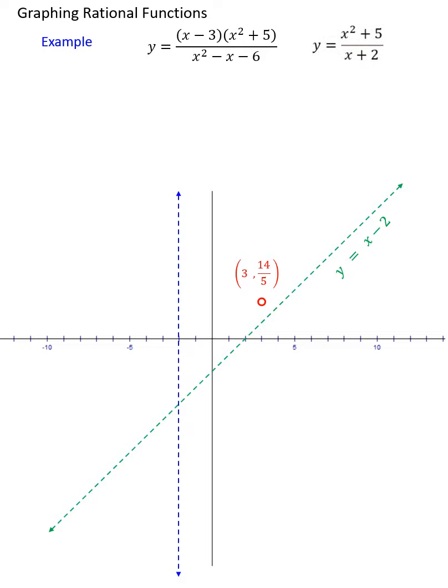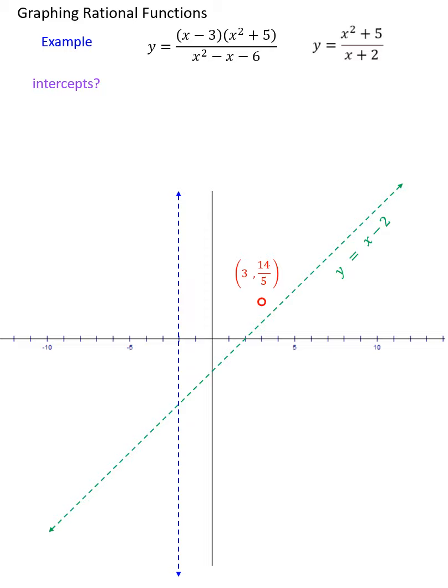I'll save my reduced function because with the exception of x equals 3, these two functions are equal. So any question I might have about the original function can be answered by the reduced function, unless x is 3. Let's move on to intercepts, starting with the x-intercepts.